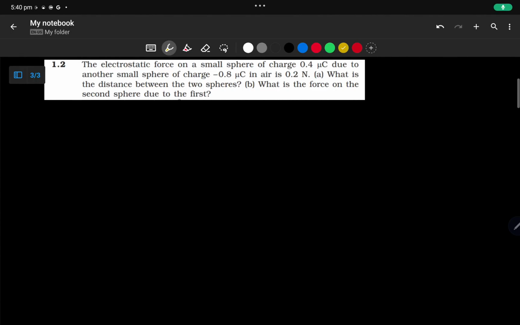So this is question number 2 of NCERT class 12th chapter electric charges and fields. And now we are going to solve this. Let's see what the question says.